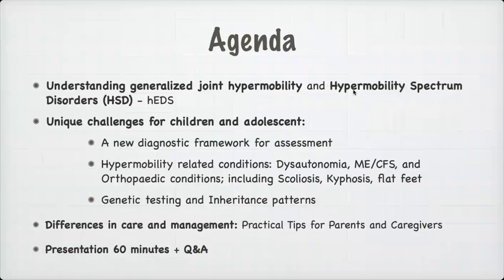The agenda for today is further understanding generalized joint hypermobility and hypermobility spectrum disorders, the unique challenges for children and adolescents, including a new diagnostic framework tool for assessment of kids and teens, hypermobility-related conditions, such as dysautonomia, ME/CFS, and other orthopedic conditions that occur in this population, genetic testing and inheritance patterns, and also discussing the differences in care and management, practical tips for parents and caregivers.